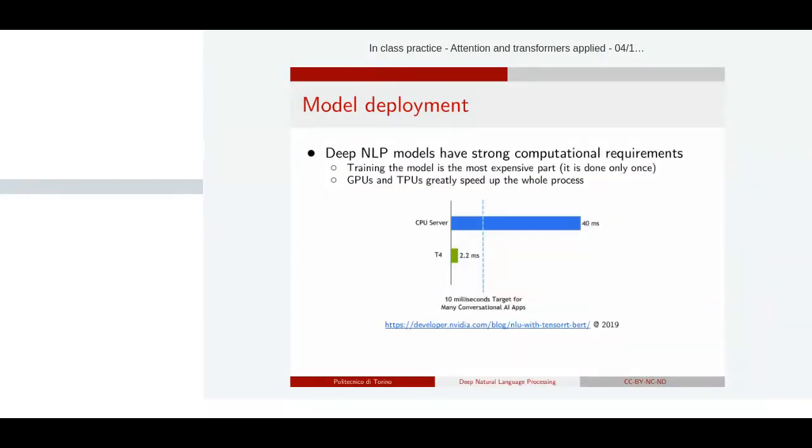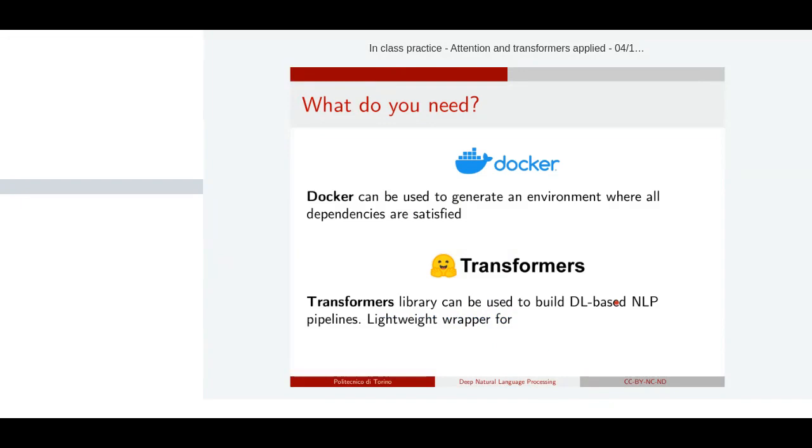First you need to have some sort of dedicated hardware, because if you compare the performance of those models on CPU and GPU, even on a low-end GPU, you have one order of magnitude of difference between the timing of the CPU and the GPU. So be aware of the fact that GPUs and TPUs greatly speed up the whole process of inference on those models.